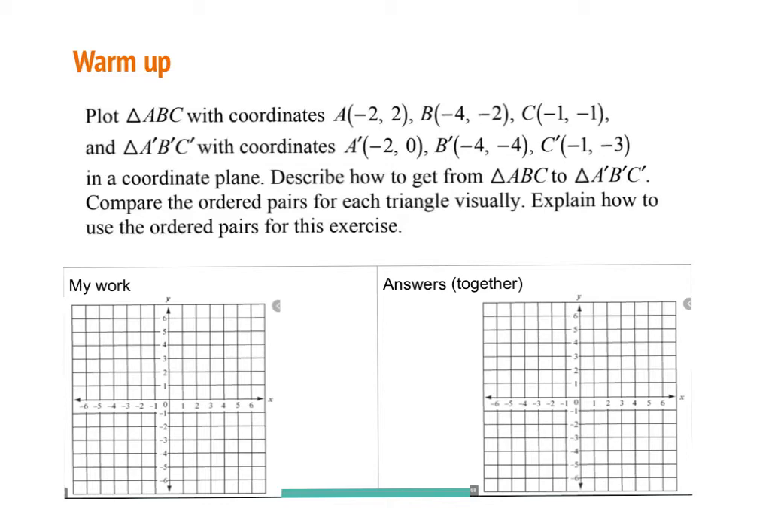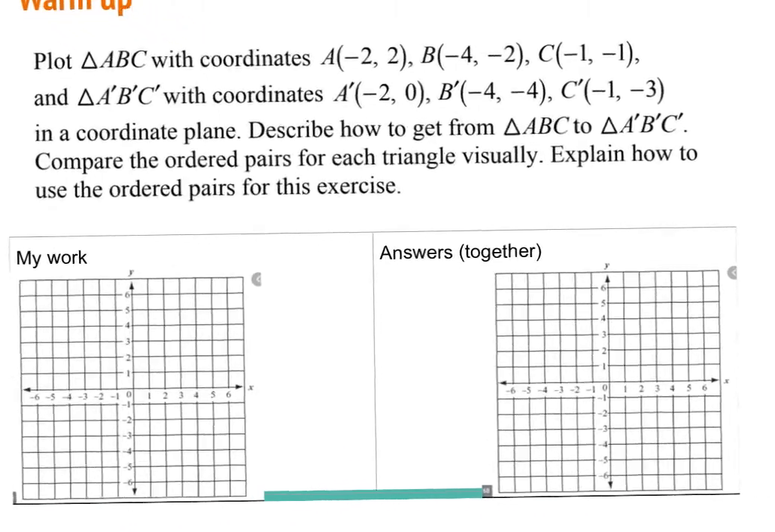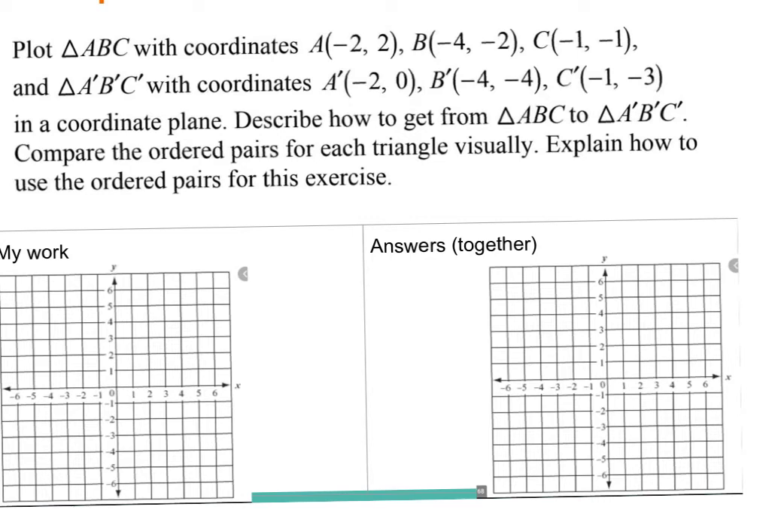All right, guys, so our warm-up, we just wanted to plot a triangle ABC, and it gave us the coordinates. So let's go ahead and plot those coordinates. So let's plot A, which is at -2, 2. I'll use red for this first one, and I'll use blue for the second one. Okay, so A is at -2, 2. That's right here. Label that A.